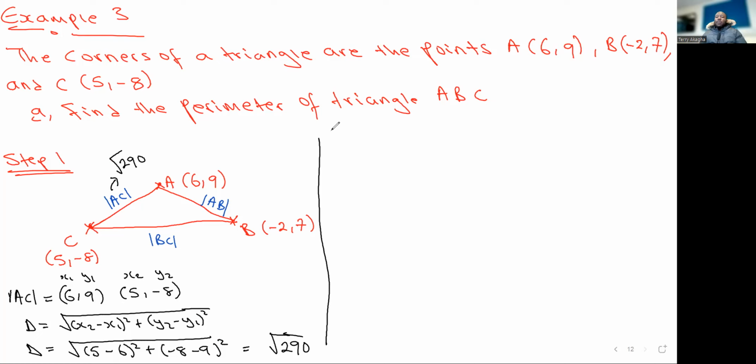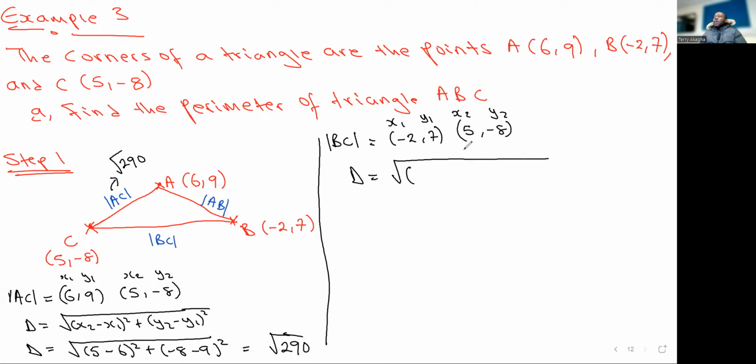Then let's go for the next one, BC. So the distance for BC will be equal to, we know the B is (-2, 7), and the C is (5, -8). So this is x1, y1, x2, y2, okay? So that means the distance is going to be equal to the square root of (x2 minus x1) squared plus (y2 minus y1) all squared.